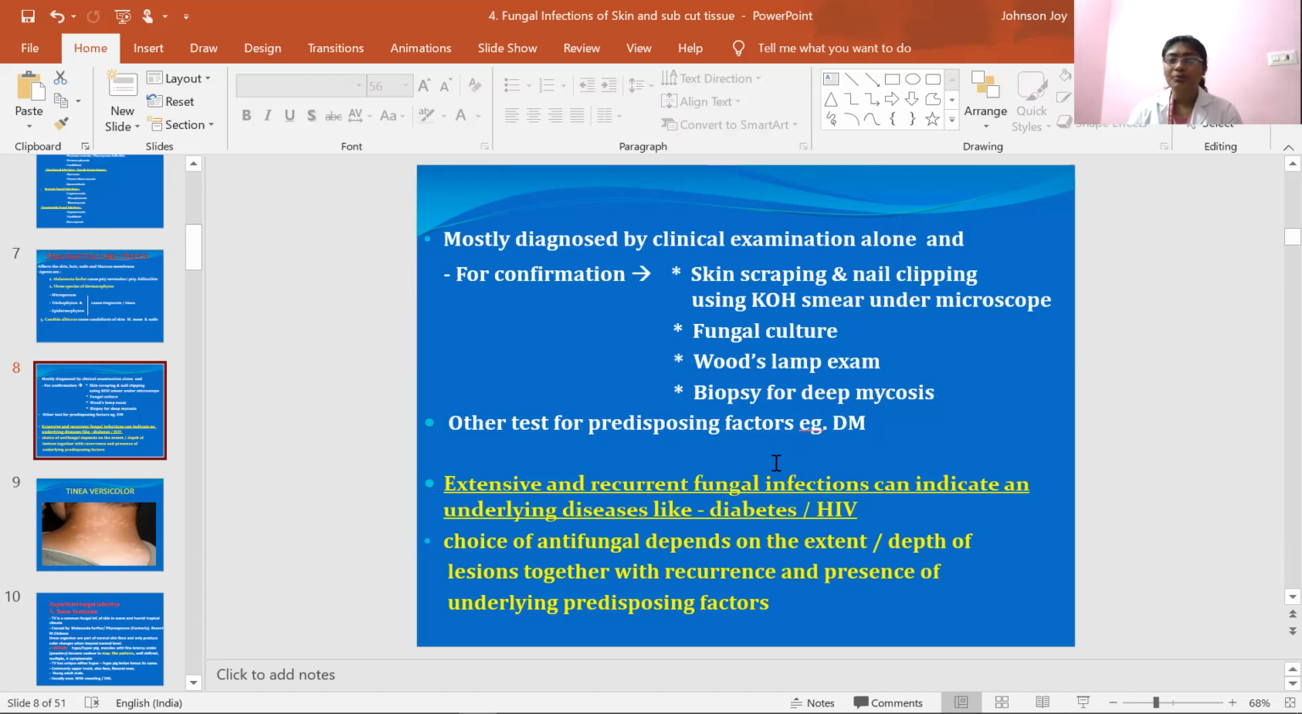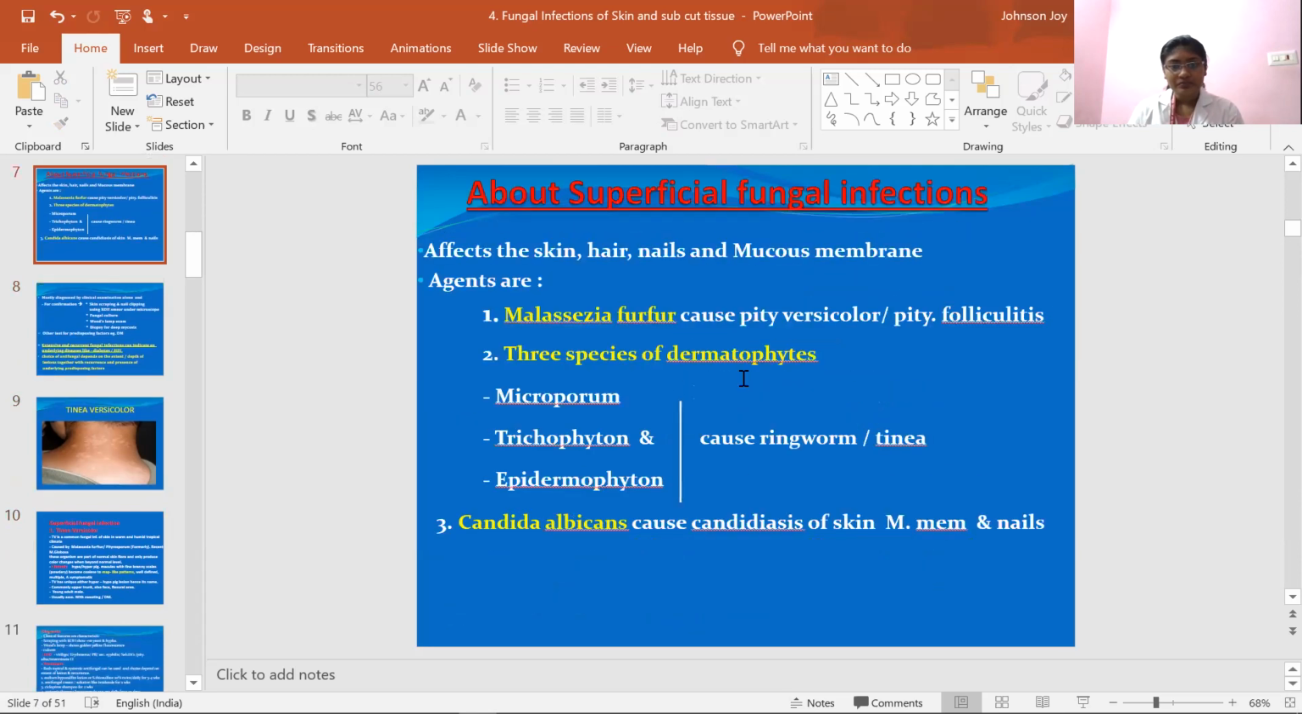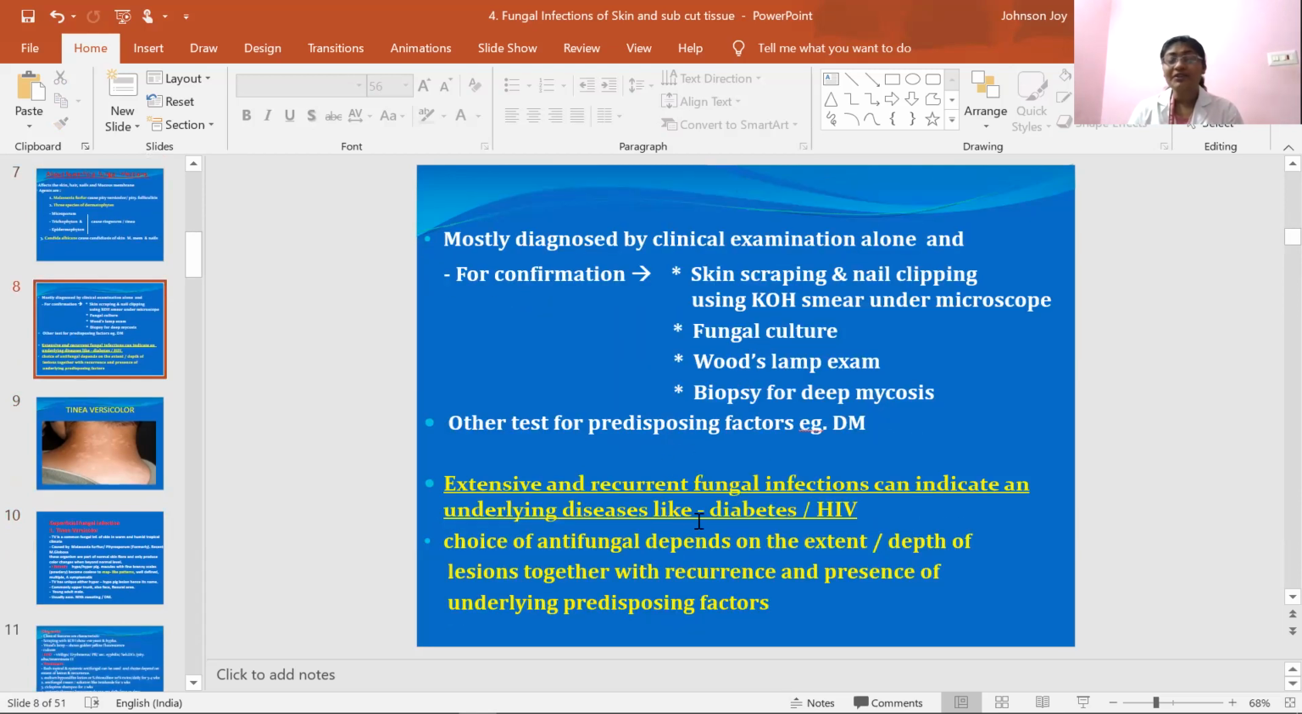Now, other tests for predisposing factors, like we have to rule out diabetes mellitus. Extensive and recurrent fungal infections can indicate an underlying disease like diabetes or HIV, that is, immunocompromised people. Now, the choice of antifungal depends on the extent or the depth of the lesions, together with the recurrence and presence of underlying predisposing factors.